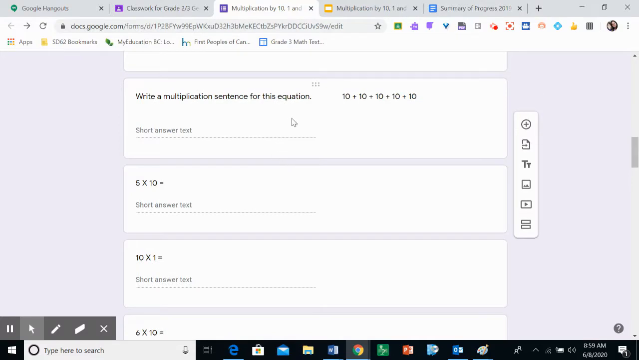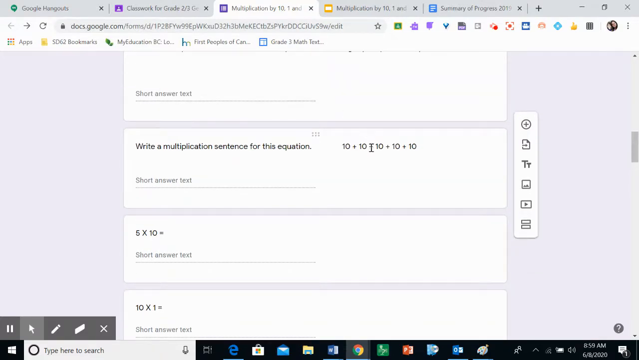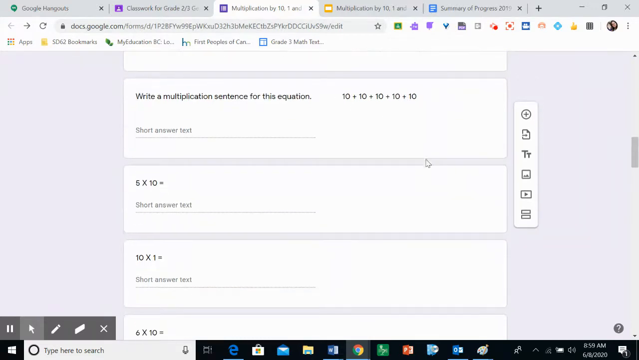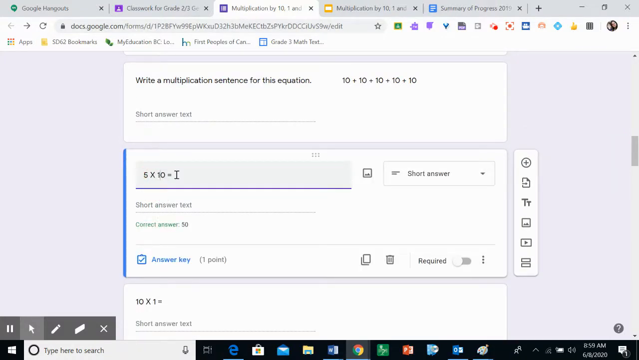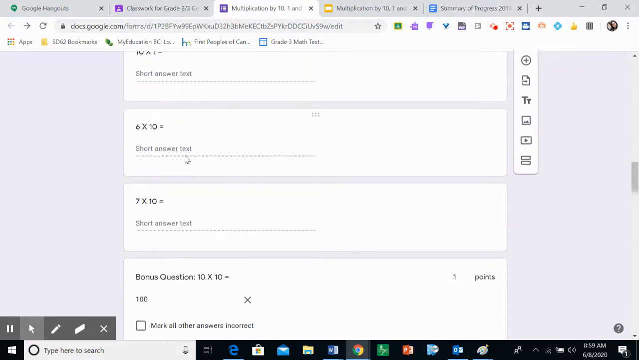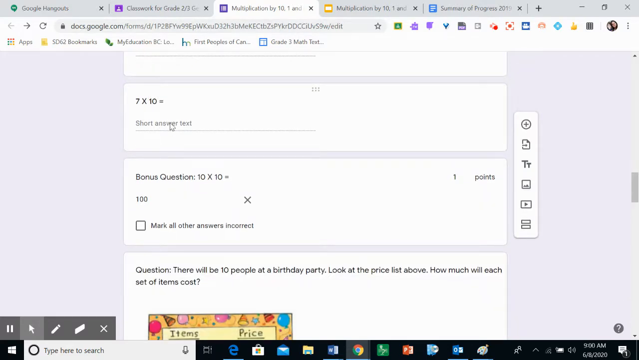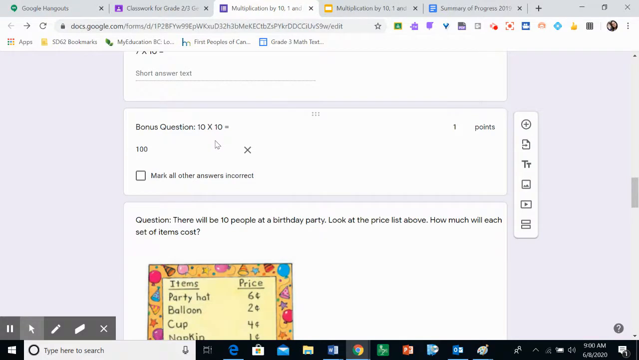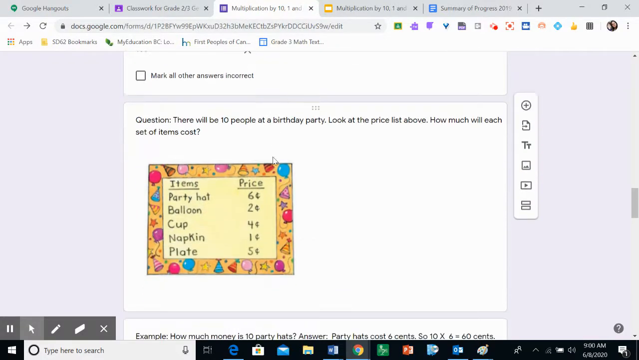Now you're writing a multiplication sentence for this equation. 10 plus 10 plus 10 plus 10 plus 10. How many groups of 10s are there? Equals, 5 times 10. So remember our strategies for multiplying by 10. You add a 0 at the end, right? 10 times 1. Remember our strategies for multiplying by 1 or your strategies for 10. 6 times 10. 7 times 10. Bonus question. 10 times 10.